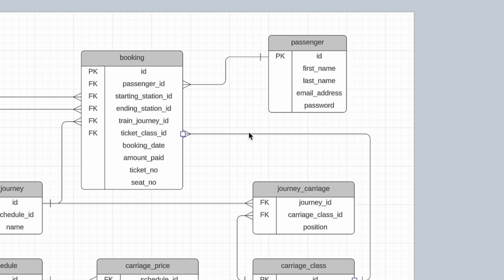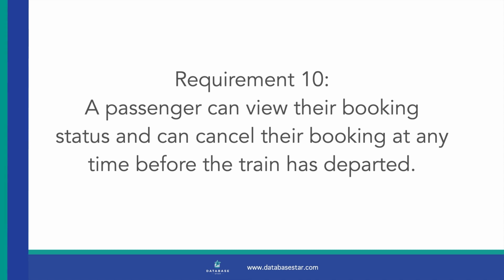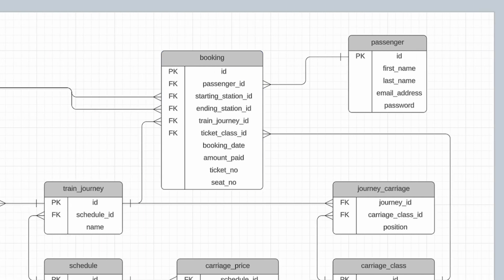Let's see the last requirement. Our last requirement is about passengers who are able to view their booking status and cancel it if they want. Let's see how we do this on our diagram. The requirement mentions the status of a booking. There could be a few different values. One could be a normal booking, which could be active or whatever we want to call it. Another one is cancelled, which is when a passenger wants to cancel their booking.